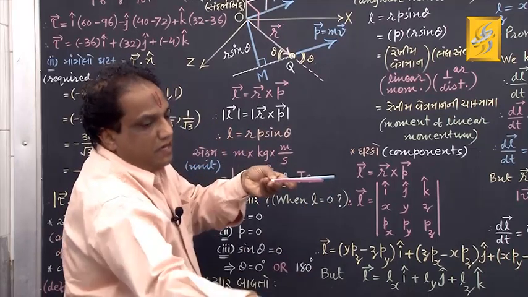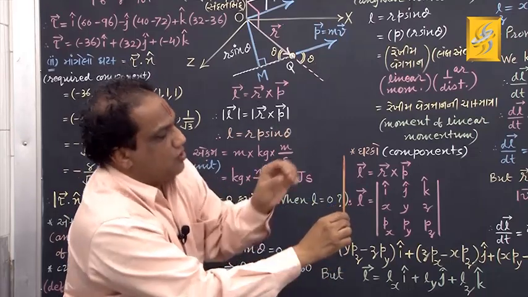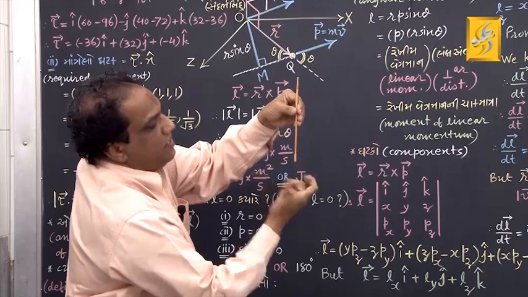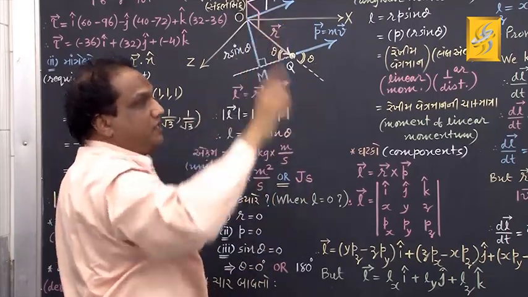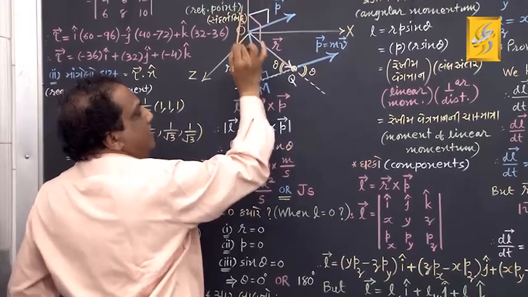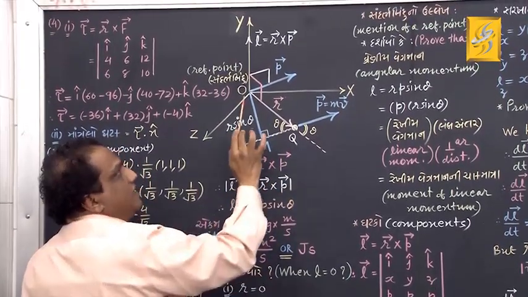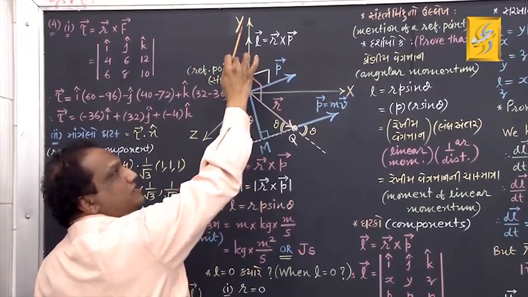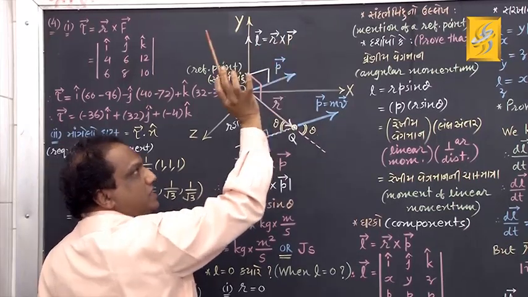And in the same manner, I should rotate this right-handed screw. Correct? If I rotate this right-handed screw in this manner, it will advance vertically upwards. That is why you can see the direction of vector r cross vector p, and hence the direction of vector L. At present, I have shown it vertically upwards, that is along positive y-axis. It is vector L, which is vector r cross vector p.